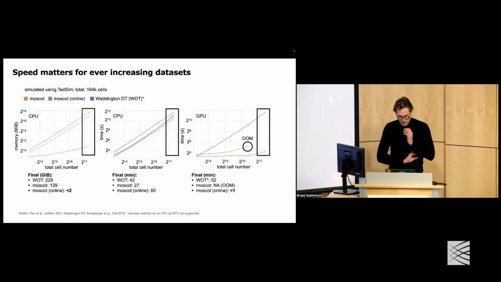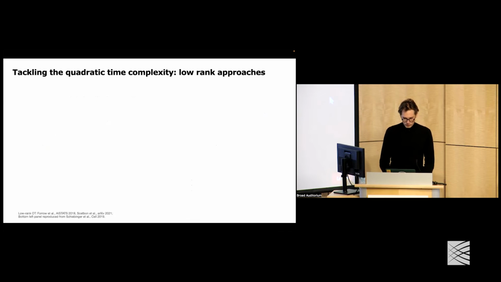So in this case, Waddington OT took 52 minutes. This is a little bit larger than before because now it was a different CPU. So we run all methods on the same CPU in that benchmark here on the left. On the right, since we used our GPU clusters now, it's a different CPU that was used for Waddington OT. So it was a little bit slower, took 52 minutes here. Moscot couldn't be run in the non-online mode because we hit out of memory, whereas Moscot online computed the coupling in less than 1 minute for 164,000 cells. So it's really extremely fast, and it really scales to entirely different dataset sizes compared to what we had before.